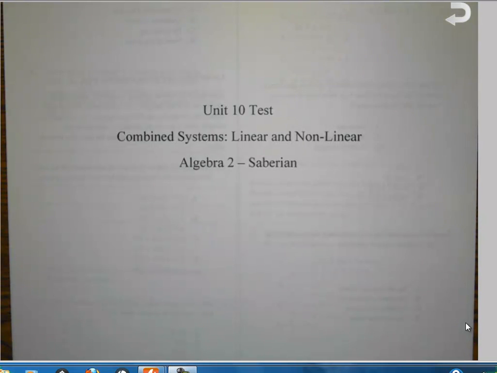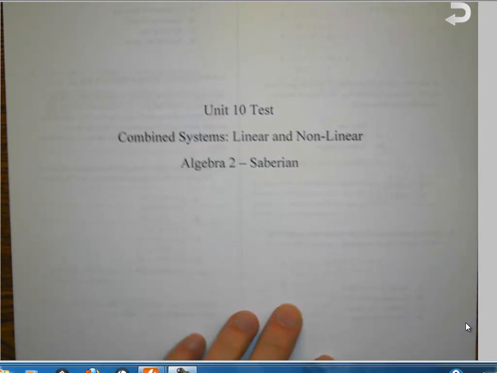Okay, so today we're going to go through our combined systems and nonlinear systems test. Okay, so let's just delve right into it. The first one.